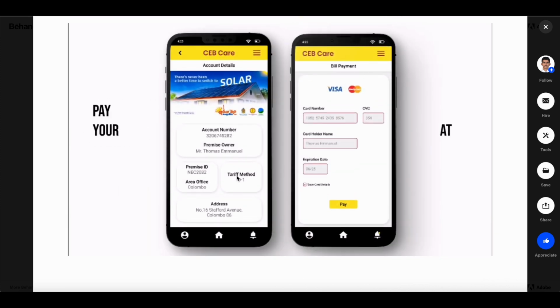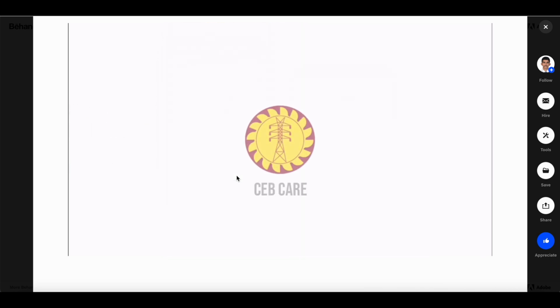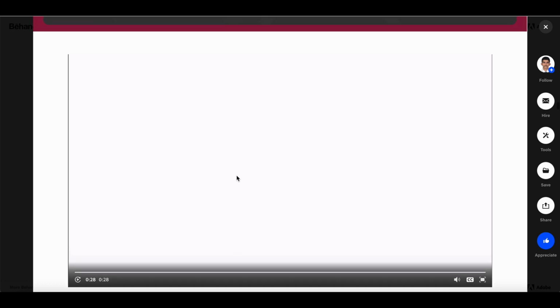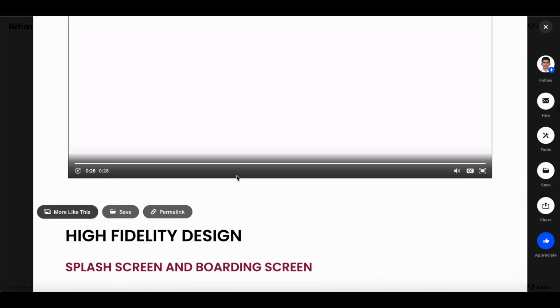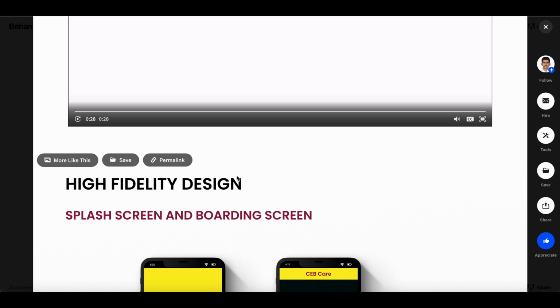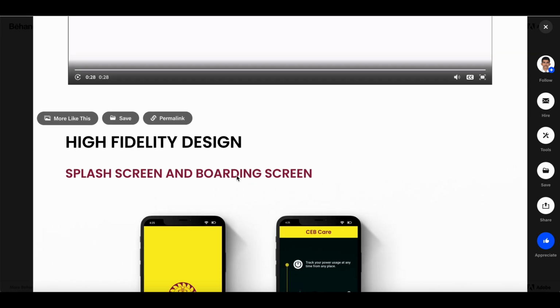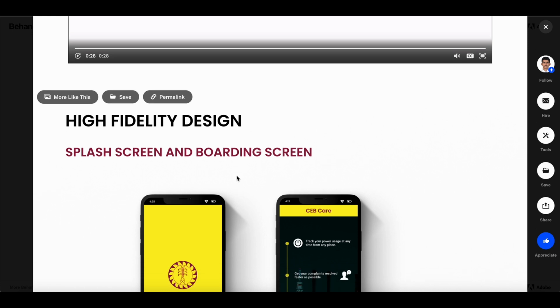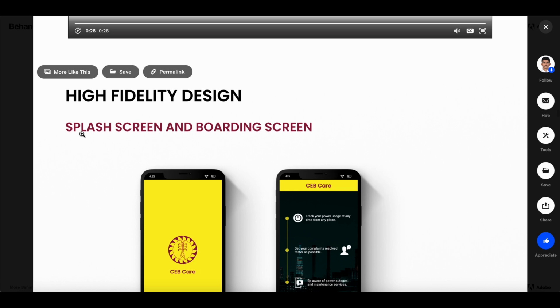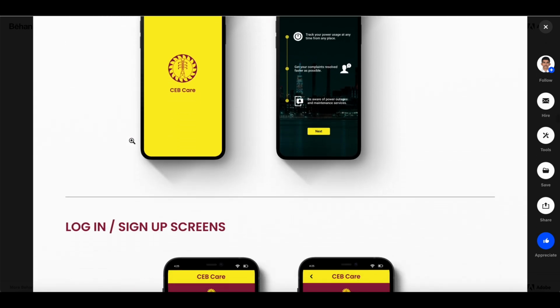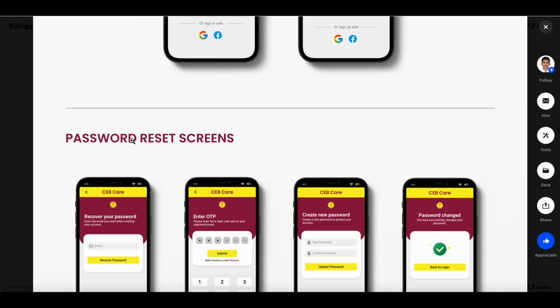about maybe the key features of the application. I'm not quite sure whether this video matches into this kind of a UX case study, maybe at a later stage. So now he has moved into high fidelity design. Even though he has not categorized his wireframes as low fidelity designs, he has categorized his high fidelity designs, which is very nice. Now he starts off with the splash screens and the onboarding screen, and then login, password reset screen.